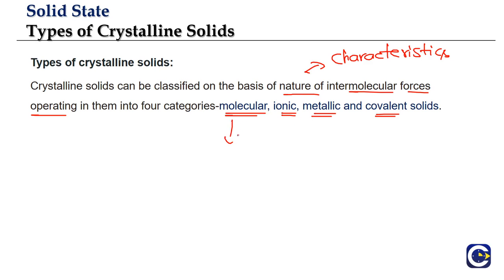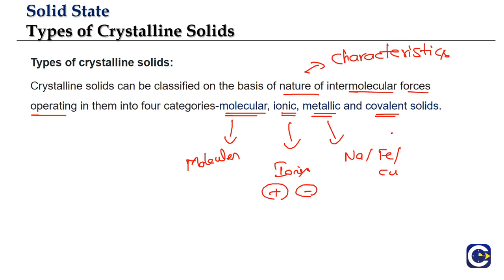So molecular means we are looking at the crystalline particles to be in the form of molecules. Ionic means they will be in the form of ions, so we'll have cations and anions. Metallic means we'll have metal atoms like sodium, iron, copper. These are the metallic solids. Covalent means usually they will be polymeric, like large covalent structures, like silicon carbide or carbon diamond, including carbon graphite. So all these are the examples of the covalent solids. So these are the four different types of crystalline solids that we look at.